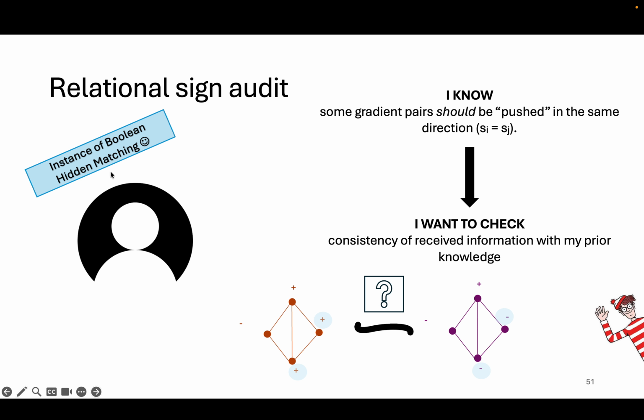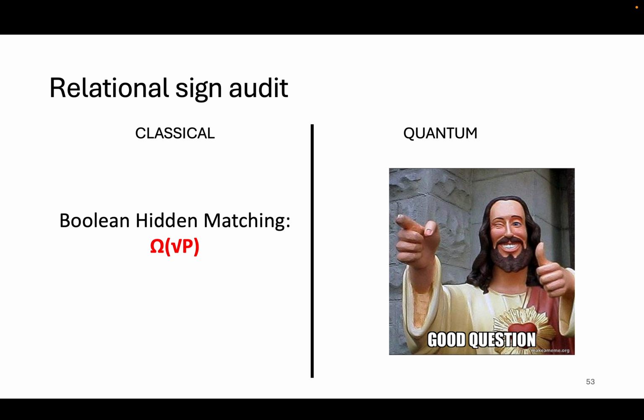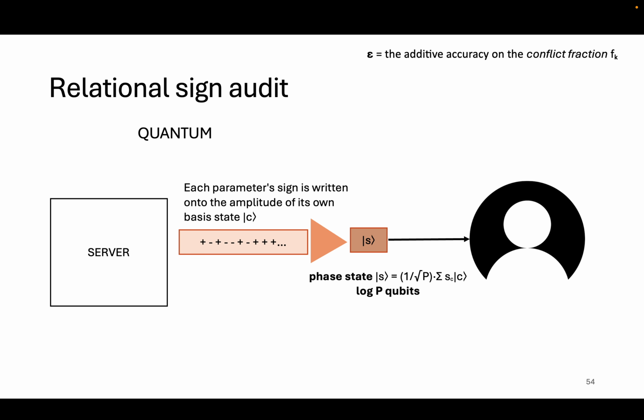It's basically an instance of Boolean hidden matching, and you can think of it as some sort of Where's Waldo game. In the classical setting, in order to complete that, we need on the order of square root of p bits, p squared being the number of possible pairs that we have of our gradients or our information, because there is a Boolean hidden matching lower bound that tells us this has to be the case. The classical server, in a sense, must be able to answer every possible pairing in advance for all the possible pairs. But in the quantum setting, we can do the following.